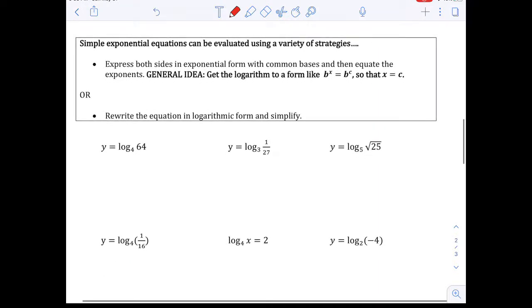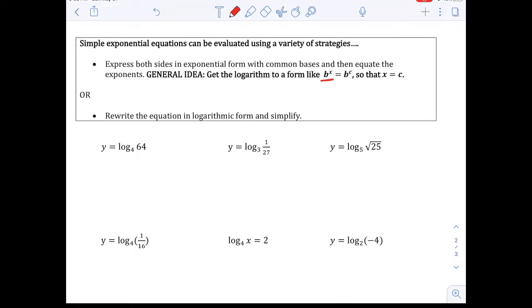So simple exponential equations can be evaluated using a variety of strategies. Express both sides in exponential form with a common base and equate the exponents, like I've been doing. The general idea is to get them to have b to the power of x equals b to the power of c, so that x is equal to c. That's one way. Or we can rewrite the equation in logarithm form and simplify. Usually one is better than the other.